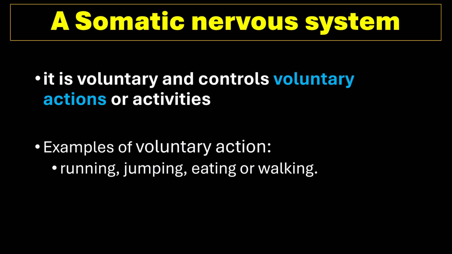For example, running: you choose when to run, how fast you want to run. Jumping: you choose when to jump, how high you want to jump. Eating: you choose how to eat, how much food you want to put in your mouth, and how fast you want to eat. Walking, it's up to you to decide. You choose to walk, how fast you want to walk, and how long you want to walk. So this is the system that is called the somatic nervous system.